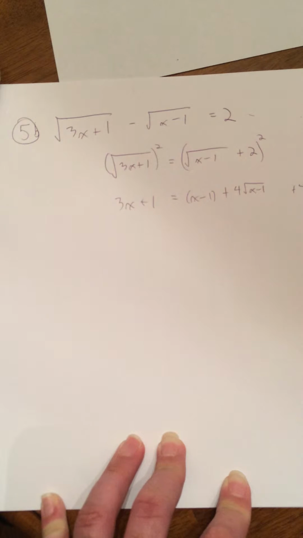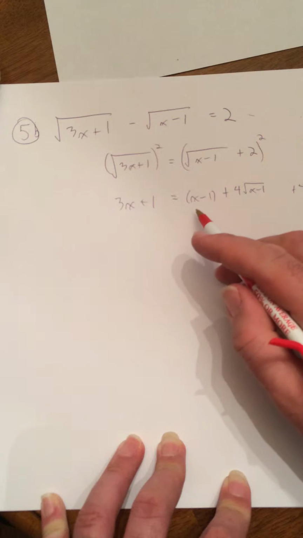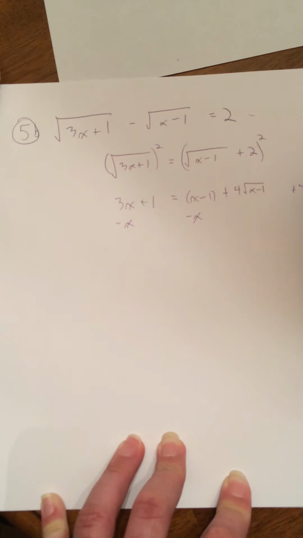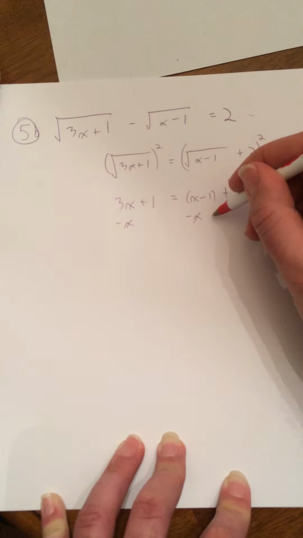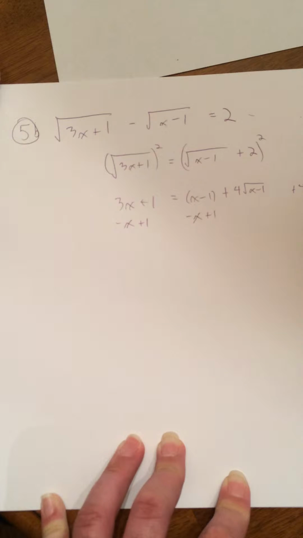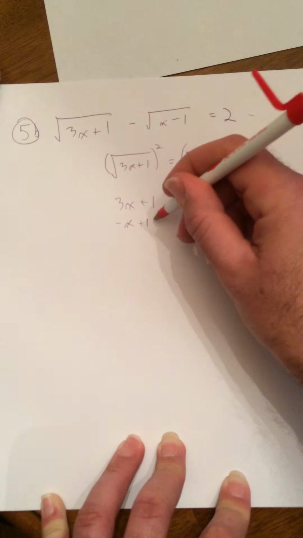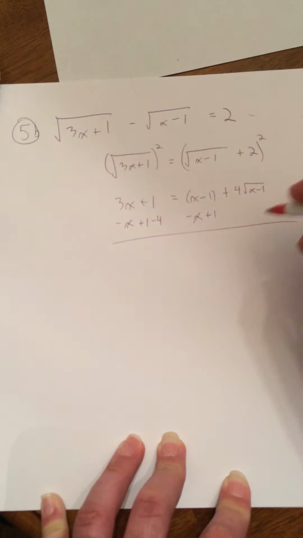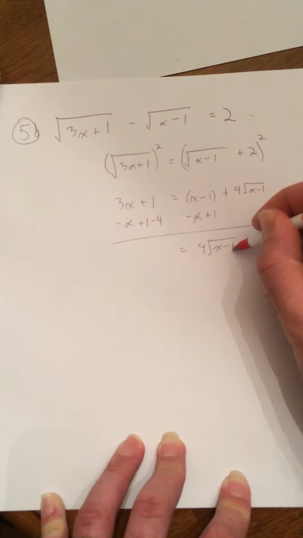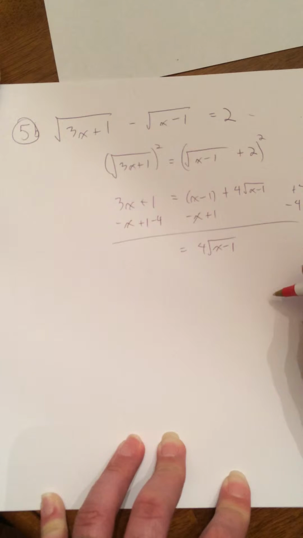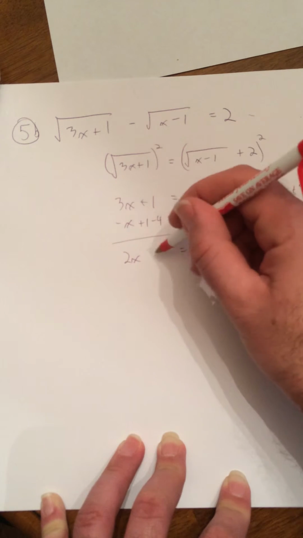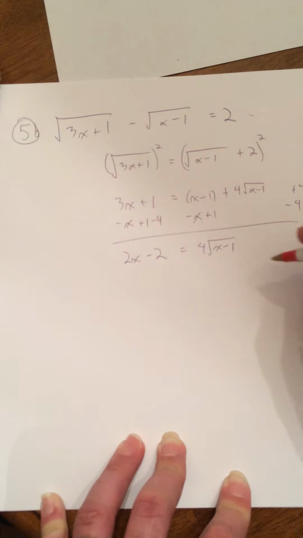So we can collect some like terms. I've got an extra x on this side, so I can subtract that off both sides. And I've got an extra minus 1, I can add that to both sides. And I've got an extra plus 4, so I can subtract that from both sides. So collect up like terms, and what I've got is a 4 square root of x minus 1 on this side, and what, a 2x plus 2 minus 4 is minus 2 on this side.